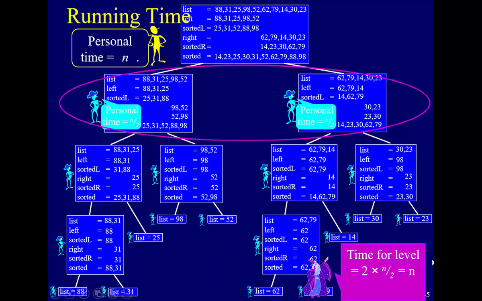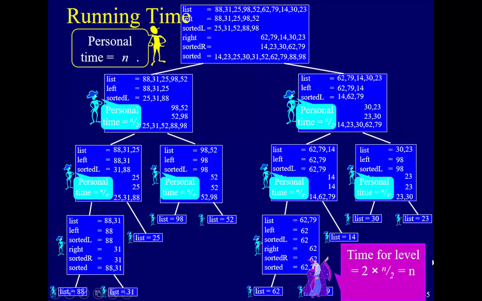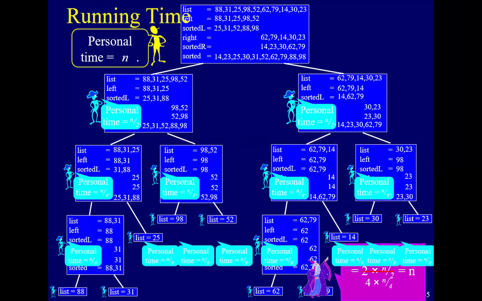Right? Everybody with that? And then the next guys, there are 4 of them, each taking time n over 4. And so the total time is 4 times n over 4, which is n. Right? And then the next layer, there's 8 of them, each taking time n over 8.